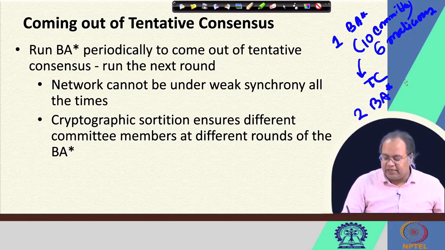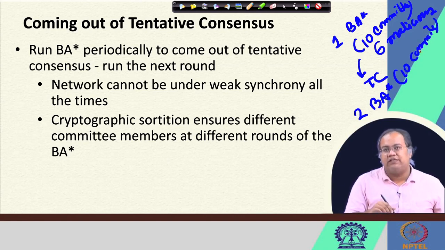So, in round 2 of BA star, again you select a committee of 10 members, but this time the cryptographic sortition is executed again. So, cryptographic sortition is going to select a different set of users as committee members. Now, when it selects a different set of users as committee members, it is unlikely that again the majority of the committee members are going to be malicious. So, at that time it might happen that the majority of the committee members are correct committee members. So, you are able to reach a final consensus.